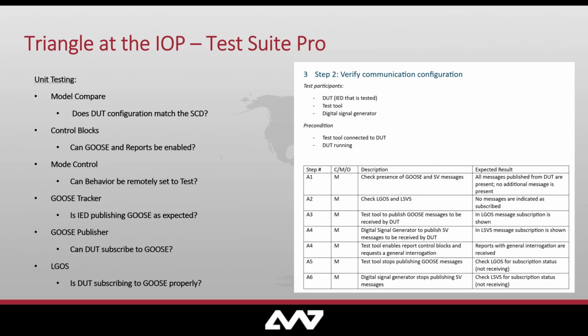Next, we could test whether the tool, Test Suite Pro, was able to enable control blocks on the device, maybe subscribe to GOOSE messages and enable reports, and make sure that the data sets of those aligned with what we were expecting. We also assess the ability of the device to have its mode controlled and then see that reflected back in the IED's behavior. So for example, we might set the mode to test, read that back on behavior, and then check the quality of any data attributes being published from that device. Make sure that they have that quality set to test as well.